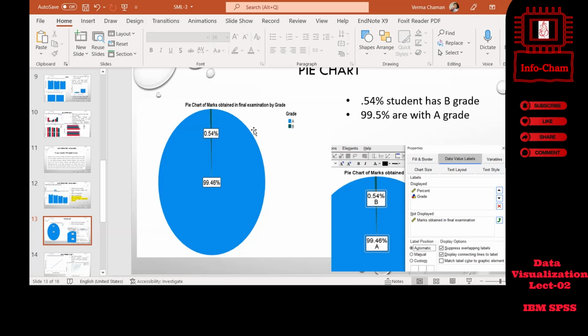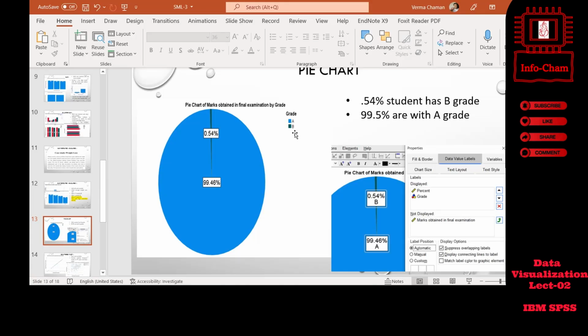In this example, I want to check, if I have given grades to the students like A or B, what is the percentage of students who scored grade A, meaning who are very intelligent, and who scored grade B.